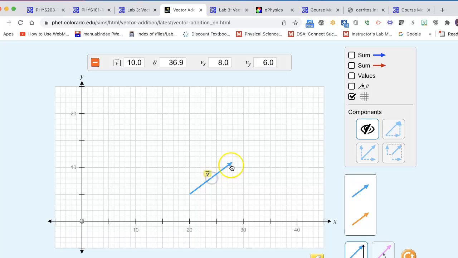Let's assume this was my vector, 10.4, and it has an angle of 16.7. Then I have another vector, and I'm going to put that vector with, let's say, an angle of 118.6, which is this one, and a magnitude of 12.5. Then I'm going to put it tail to head, tail to head.